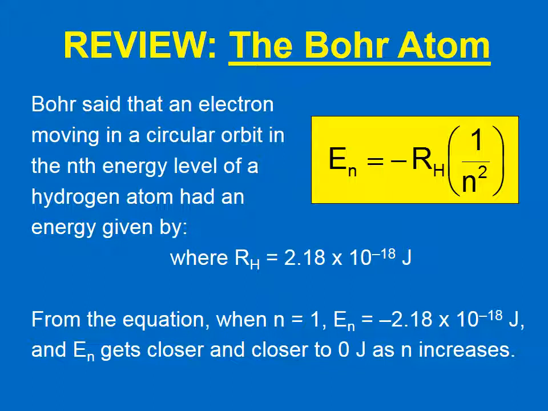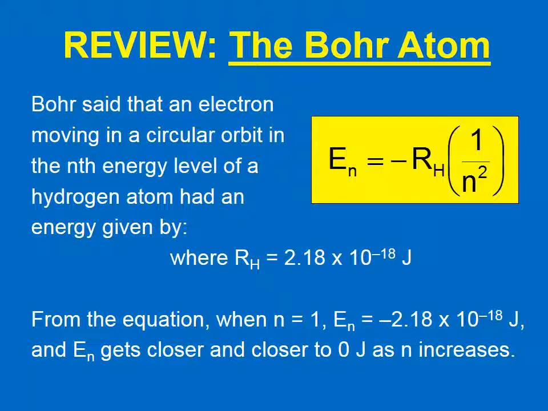Let's review what we've already covered about the Bohr atom. Bohr said that an electron moving in a circular orbit in the nth energy level of a hydrogen atom had an energy given by that equation in yellow, where R sub H is the Rydberg constant, and it has the value 2.18 times 10 to the negative 18th joules.